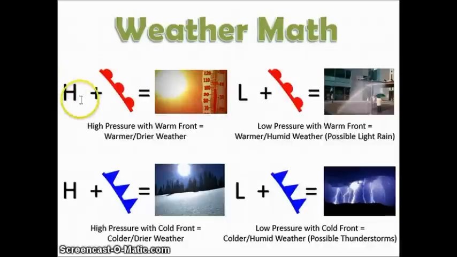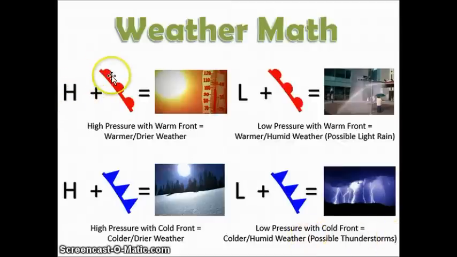If you have a high pressure system plus a warm front, you will get warmer, drier weather. If you have a low pressure system plus a warm front, you will get warmer, more humid weather with possible light rain. If you have a high pressure system with a cold front, you have colder, drier weather, so it's cold outside, it's dry, it's clear. And then if you have a low pressure system with a cold front or even an occluded front, then you get colder, more humid weather, possible thunderstorms.